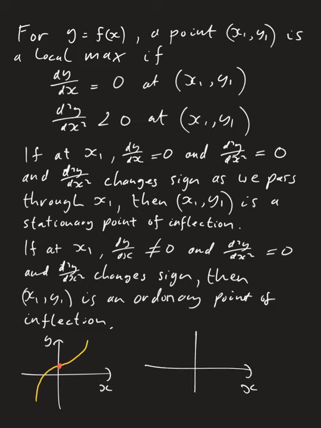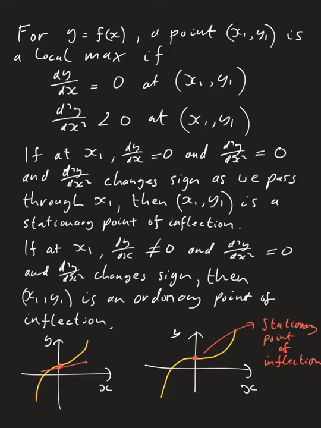The stationary point of inflection will be something similar, except that your first derivative will actually go to 0. So if I come up here in a curve, I actually go to 0 and then I come back up. Right here is a stationary point of inflection. Whereas the one on the left there, if it doesn't go to 0, say there's a positive slope here, that's an ordinary point of inflection.